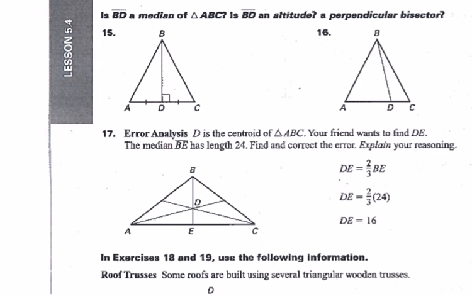And telling the difference between a median and altitude. Is BD an altitude, or a median, or a perpendicular bisector? I do know that these two pieces are congruent, so that would be enough to say it connects a vertex. So it is a median. It's definitely a median, because it connects a vertex. Is it an altitude? Does it go from a vertex and meet the opposite side at a right angle? It is an altitude.